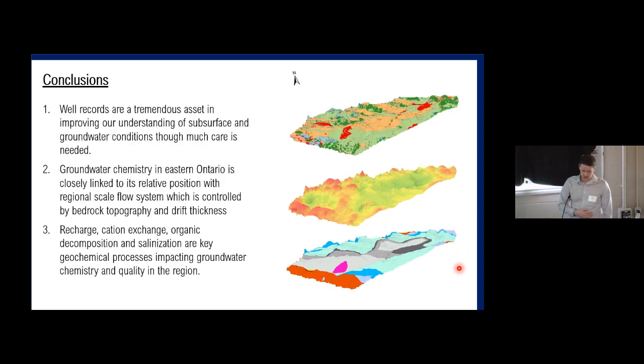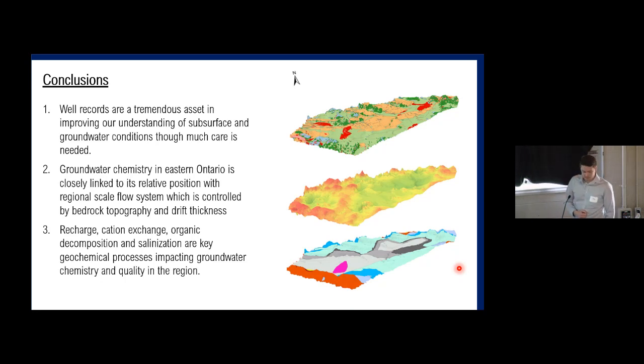And in conclusion, well records are great. There's a lot of them. It's probably one of the largest publicly available data sets in the province. They also really suck and require a lot of special time and attention to use them properly. But I think when you do use them, they can provide you insights that you wouldn't have had otherwise. And just to reiterate, the groundwater chemistry in Eastern Ontario is very closely linked to the relative position within the regional flow system.